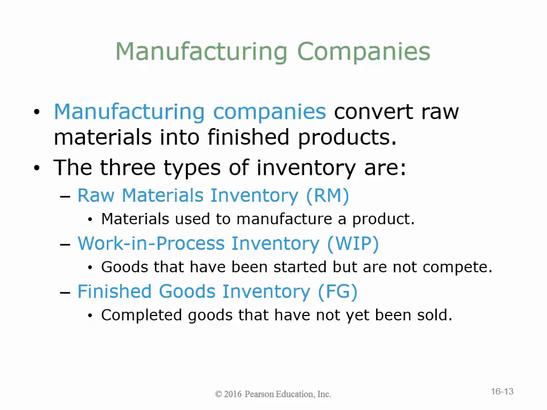In the past, we just had inventory. Now we have three different types of inventory. This is the big change, okay? So we don't just have inventory, we have raw materials inventory, we have work in process inventory, and we have finished goods inventory.